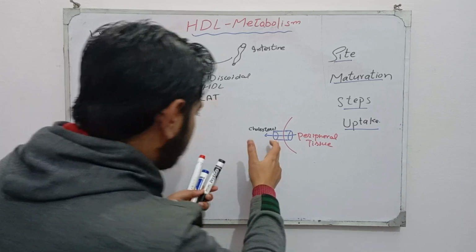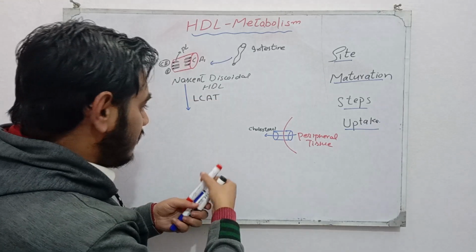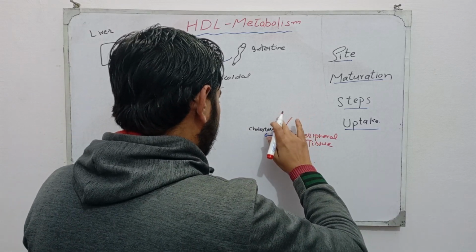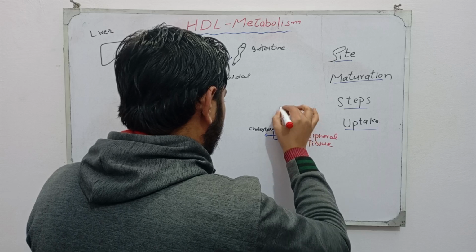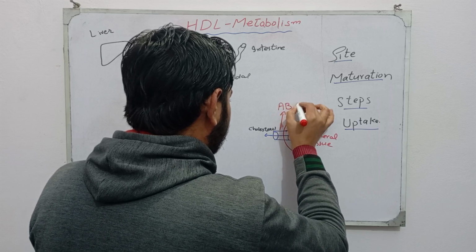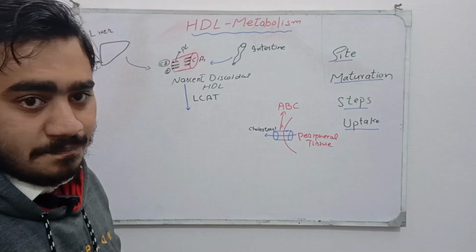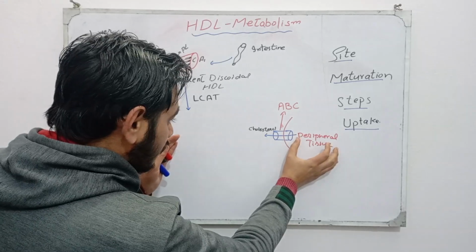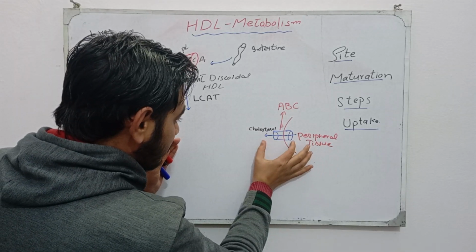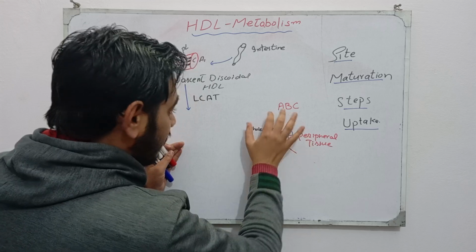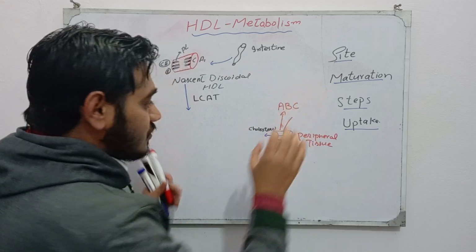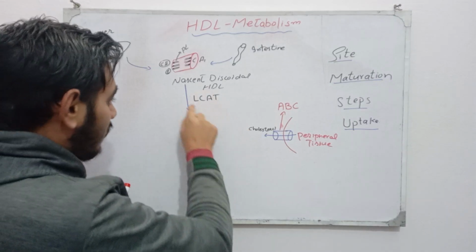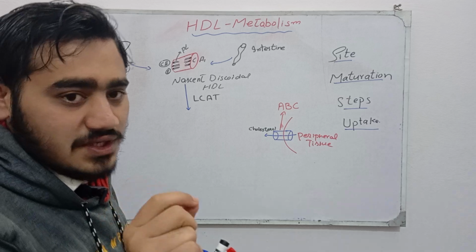But this process happens with the help of an important protein, and its name is ATP binding cassette transporter protein. There is a transfer of cholesterol from peripheral tissues, but this process happens with the help of this important protein, the ATP binding cassette transporter protein. Okay, students. Now here there is a role of lecithin cholesterol acyltransferase enzyme.